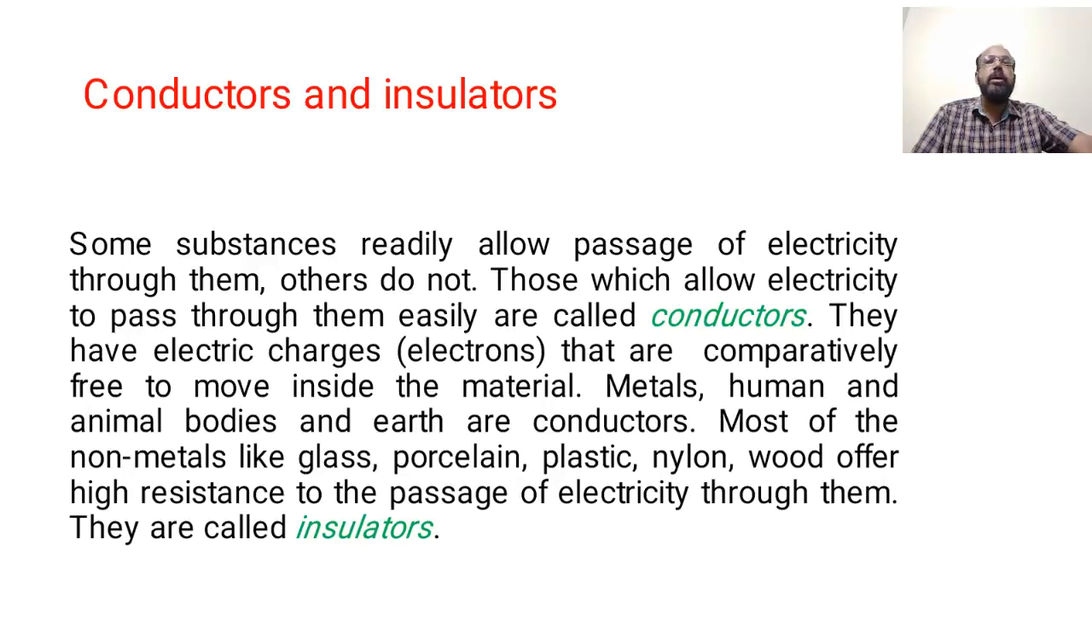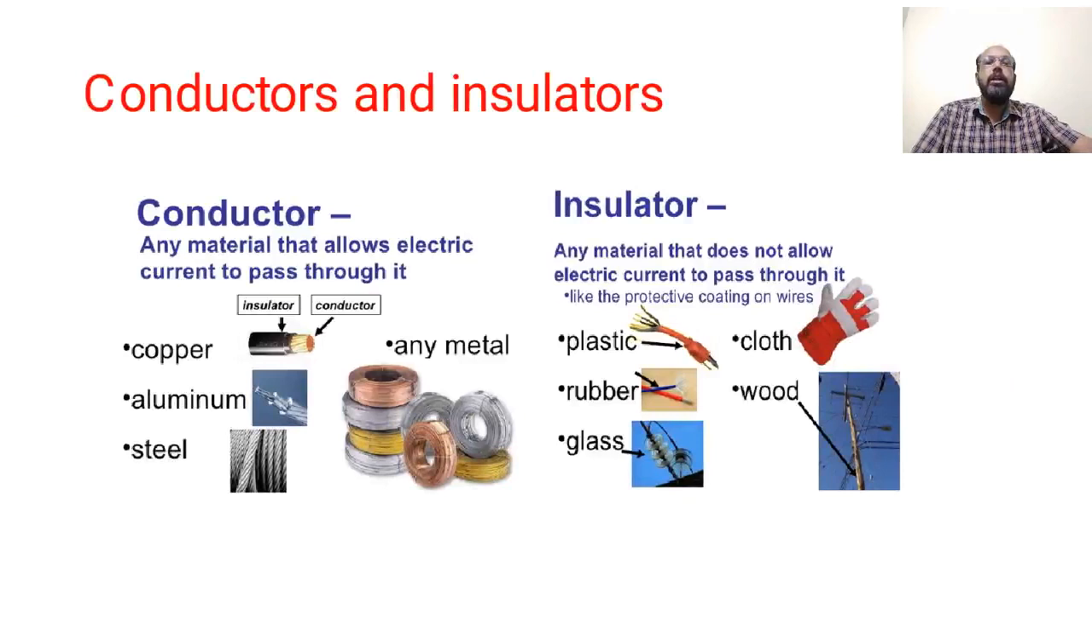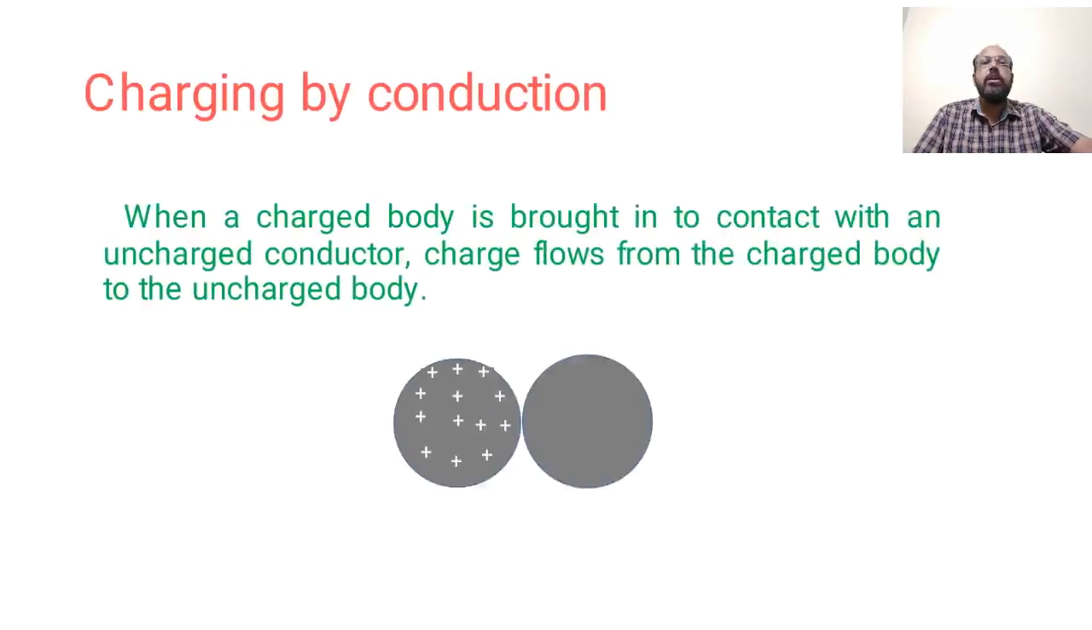They are called insulators. Okay, then these are some examples of conductors and insulators. Copper, aluminum, steel and some other metals are conductors. Plastic, rubber, glass, cloth, wood are the examples of insulators. Okay, then the methods of charging.